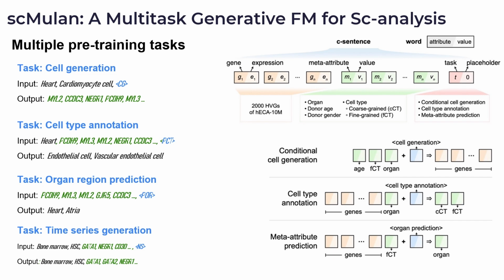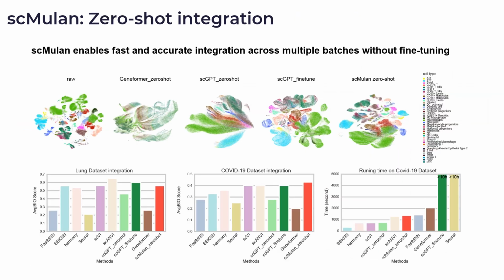By training with these tasks, single-cell Mulan becomes capable of handling a wide range of tasks involving both cell-related information and meta-information, making it suitable for single-cell analysis in various biological contexts. Next, let's take a look at single-cell Mulan's performance across various tasks.